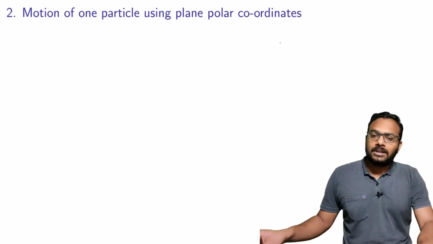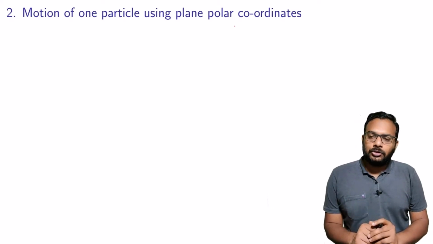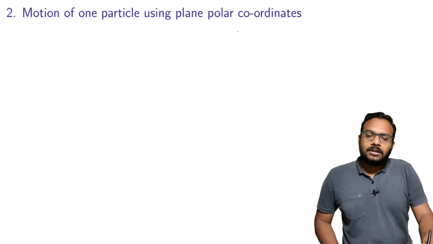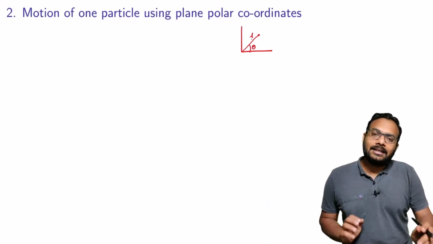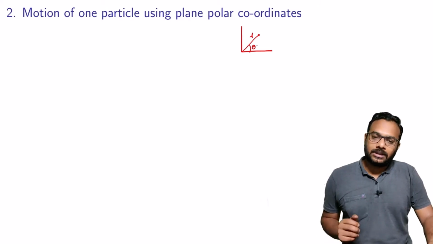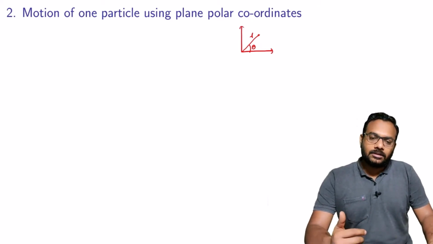Now the next example I would like to discuss is the motion of one particle using plane polar coordinates. Here we are being asked to use the plane polar coordinates as the generalized coordinates. What are the plane polar coordinates? If you look at the coordinate system, you have this particle here, and the distance from the origin you can write as r, and this angle is theta. Now r and theta are sufficient to locate this particle in this plane. You can tell how far it is from the origin, and you can give the angle with respect to the x-axis, and that will completely determine the position of this single particle in space.